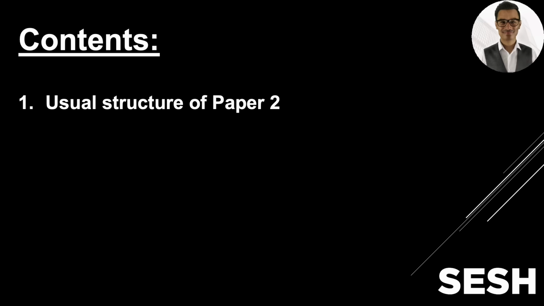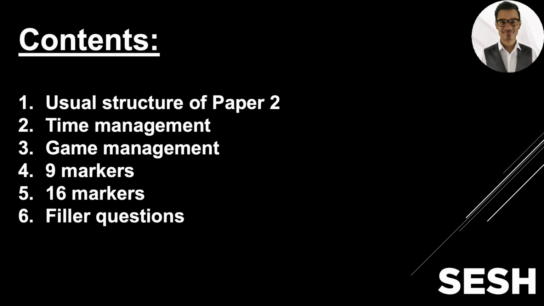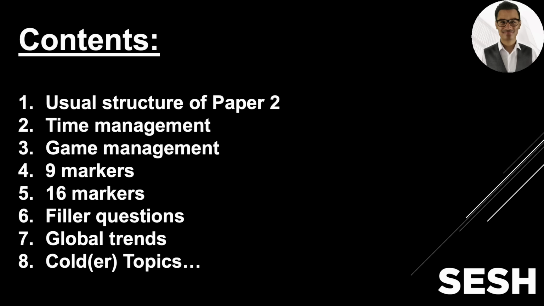Usual structure of Paper 2, time management, game management, 9 markers, because we're going to get a lot of those, and as well, 16 markers, we're going to see a lot of those. Things to think about there. There's going to be filler questions. I want to talk about that later on. And then global trends you might want to be aware of, be on the pulse for, and then colder topics to think about, and have that at the end of the video.